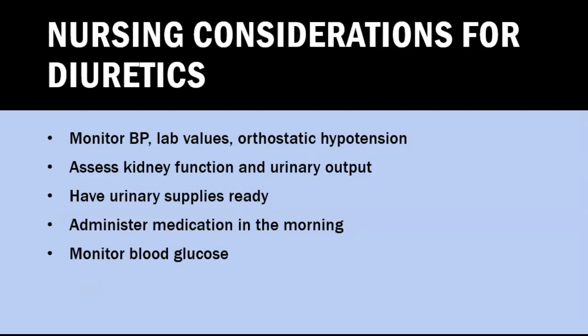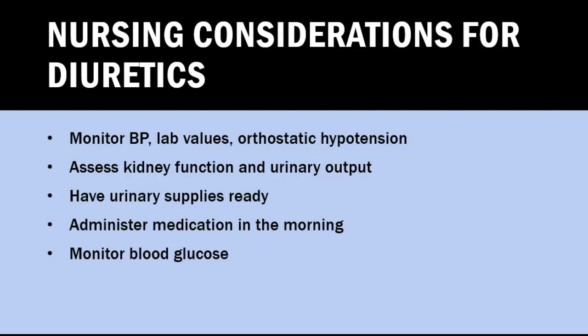So you want to monitor the blood pressure because they're losing so much fluid and it can cause them to have hypotension. For your lab values, you want to assess kidney function and urinary output. You want to do this before initiating therapy and while they are receiving this therapy. Urine output needs to be at least 30 mLs per hour before you start diuretics, because if the body's not making enough urine to get rid of, then these diuretics are not going to work.